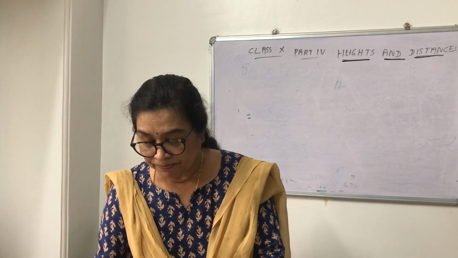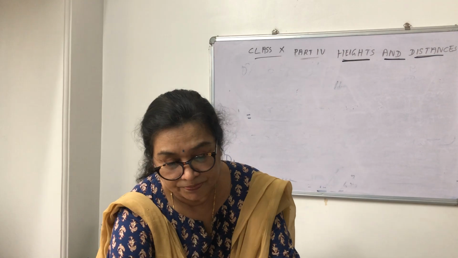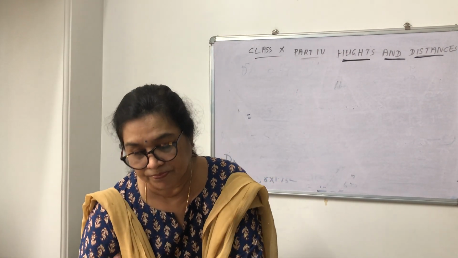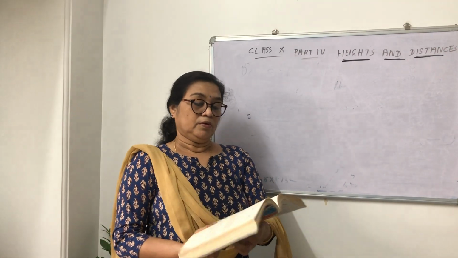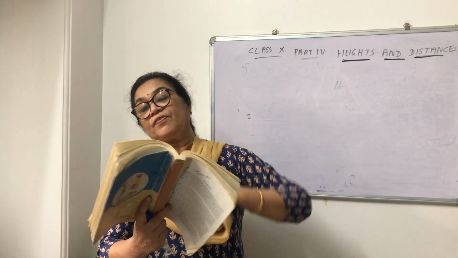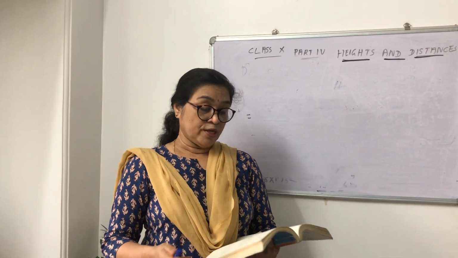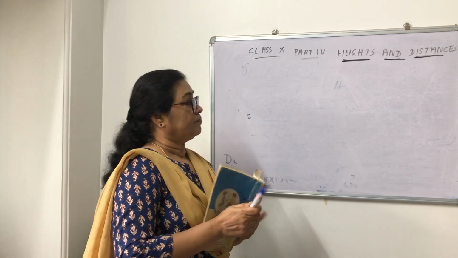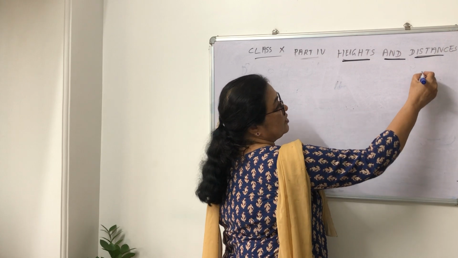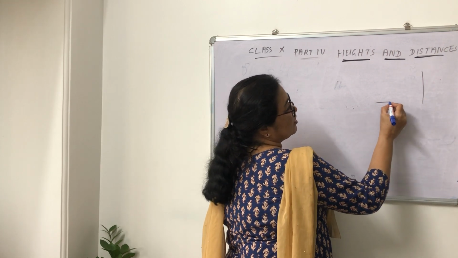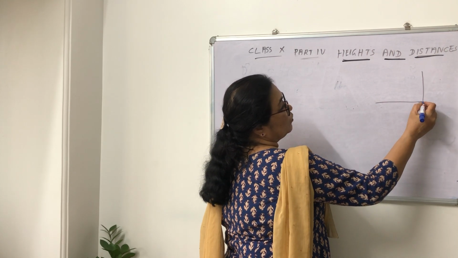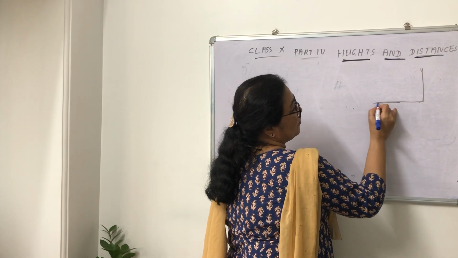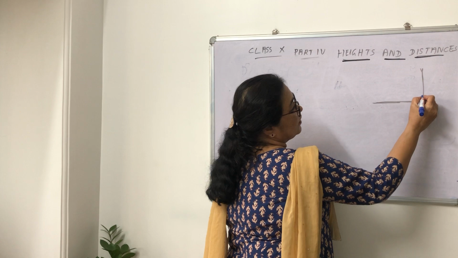Fifteenth question. A straight highway leads to the foot of the tower. This is a tower, and this is the foot of the tower, and this is the highway leading towards the foot of the tower.